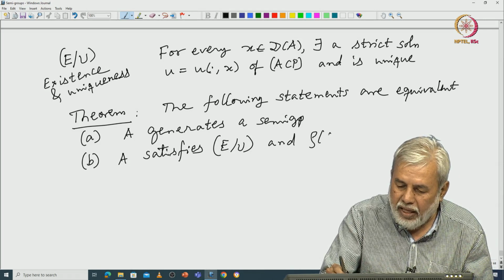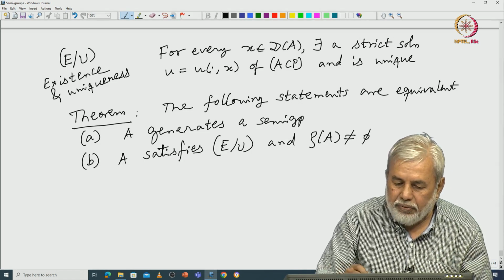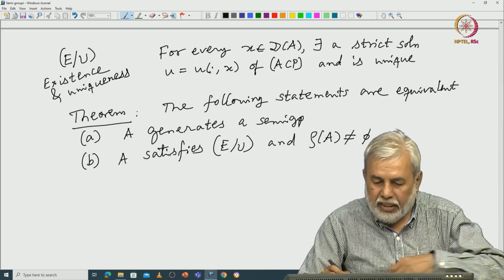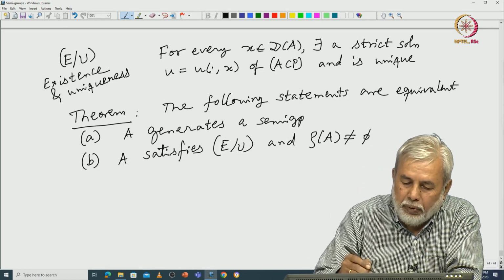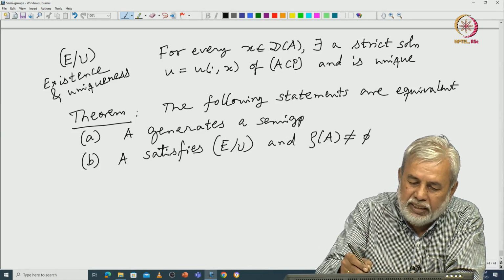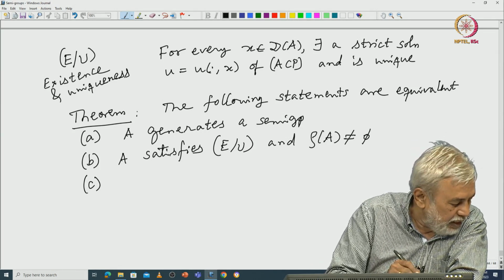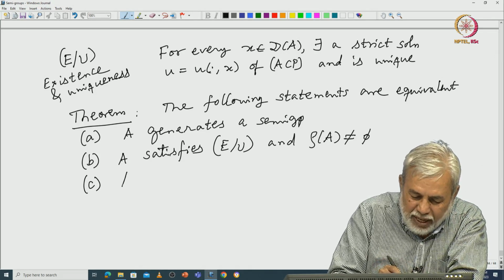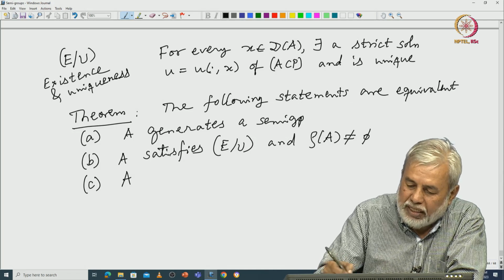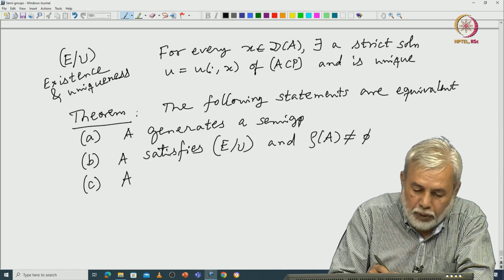rho(A) is non-empty. Of course, when A generates a semigroup, we know that the resolvent set is quite large. But while proving the converse, you need that assumption. So this existence and uniqueness plus this condition, and the third condition. They are simpler, you see. We do not need the full force of, for example, this resolvent set.